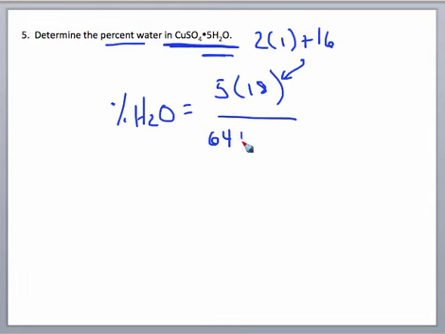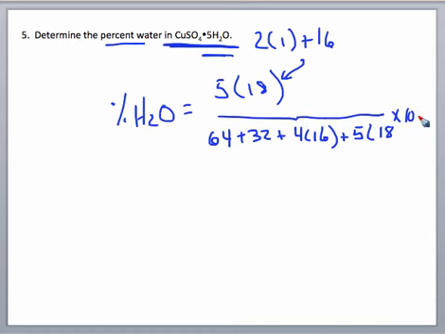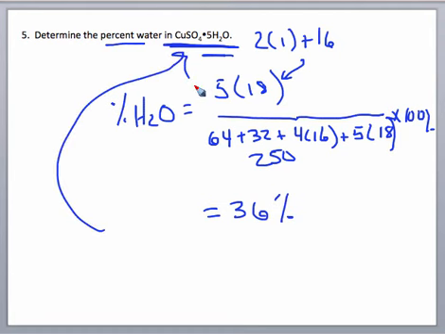So copper is 64, sulfur is 32, we have 4 oxygens, each at 16, and then don't forget the water part. That's what people tend to forget with these problems. So when you add that whole thing up, you get 250. And then if you do all that math, you're going to get 36%. So this compound is 36% water. Okay, let's move to the next slide.